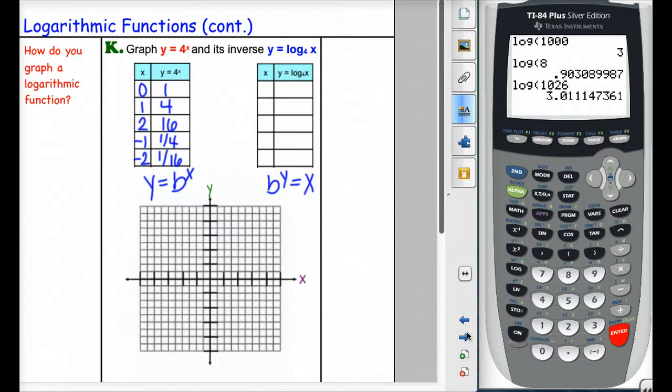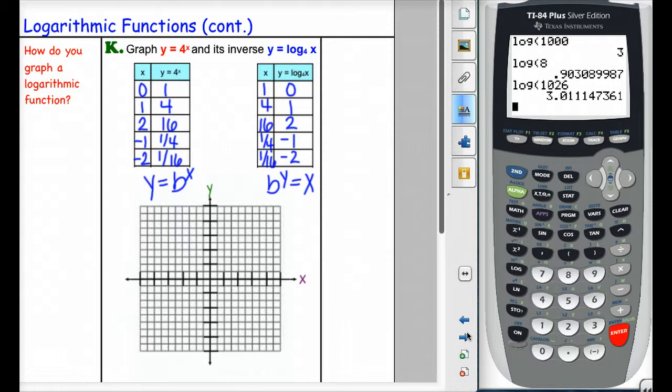So if you notice, the x's and y's flip-flop, which means in our table our x's and y's flip-flop, because if I put in y is 0, that's 4 to the 0, which is 1. If I put in 1 for y, 4 to the first is 4. So this would be 2, this would be 16, this would be negative 1, negative 2, 1/4, and 1/16.